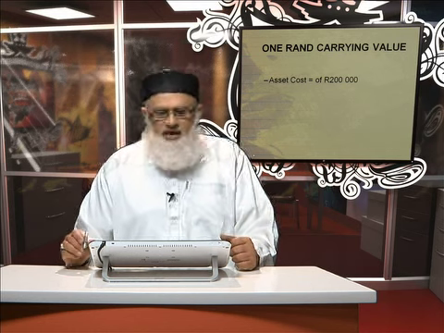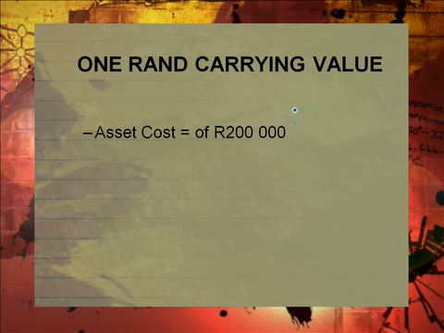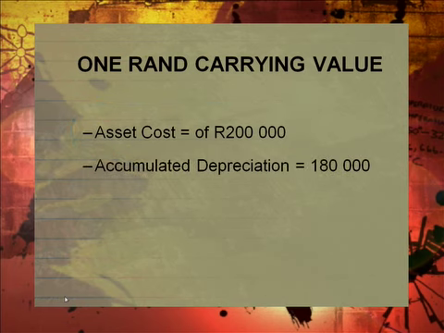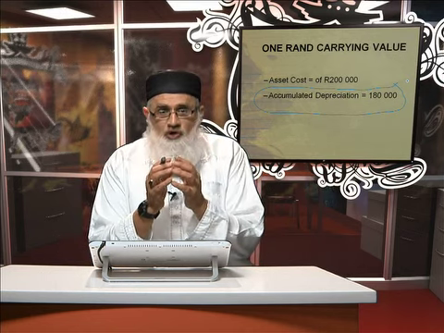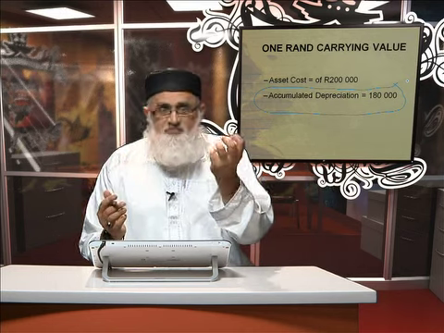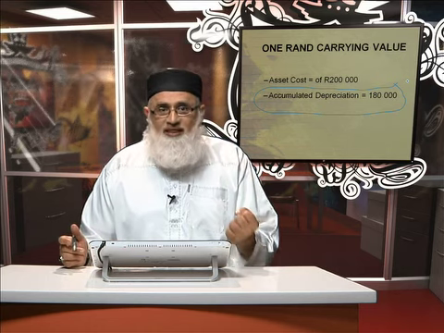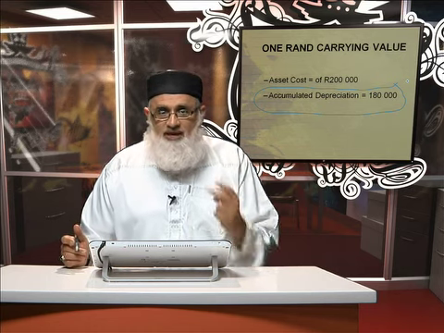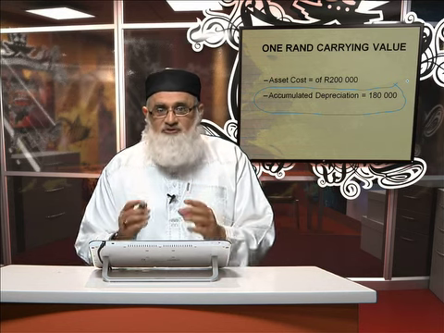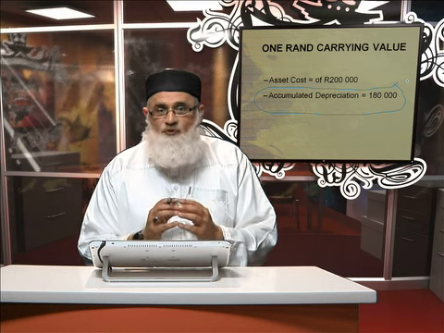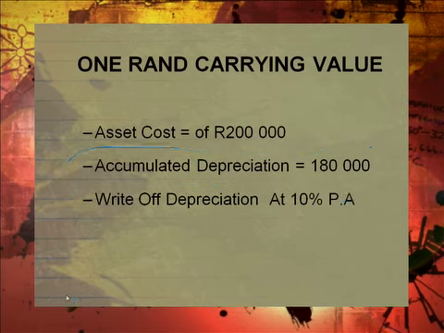Here goes. If the asset has a cost of 200,000, that's given information, and it has an accumulated depreciation of 180,000. Now clearly you can see that if you look at the two components of this asset, its positive value is 200,000. In other words, its historical cost. Number two, the 180,000 is the negative asset, that part of the asset that has been utilized already. Got that?